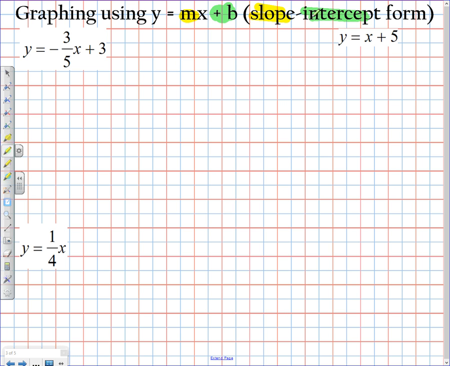Remember, if you have any letters from the beginning of the alphabet, you need numbers in there. So there's a number here and there's a number here. Any letters from the end of the alphabet are variables, so you don't need a number here. You're always going to see y and x. If you look at the examples, y and x will always be here, but instead of m and b, I'm going to have numbers taking their place. So I'm going to show you how to graph these equations.